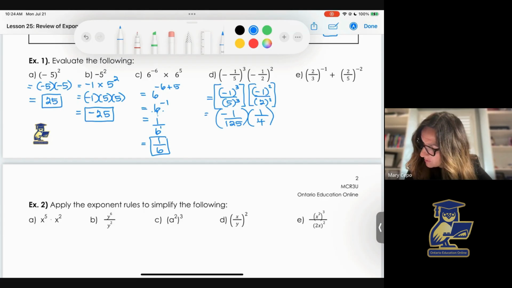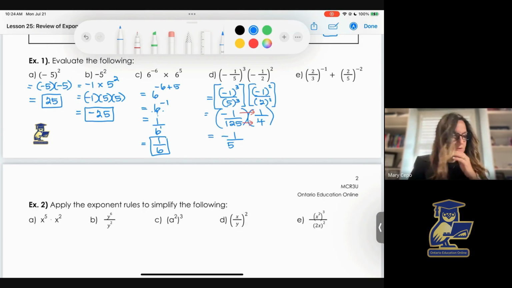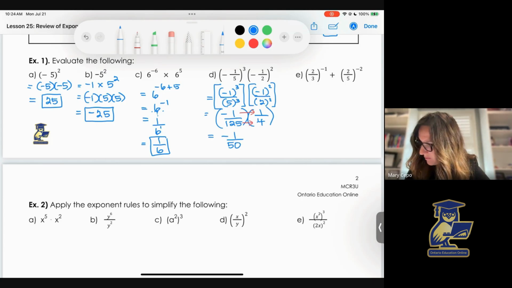Remember, when you multiply fractions, top with top, bottom with bottom, this becomes negative 1 over 125 times 4, which would be, well, let's double check that. I think I want to say 500, but double check. Yep, 500. And there we have it.